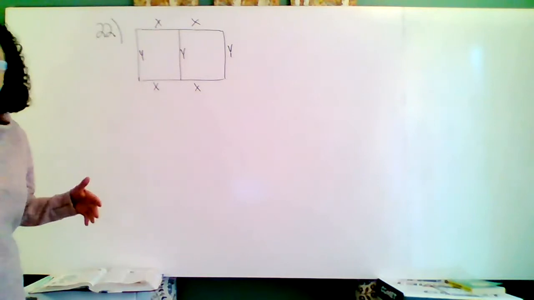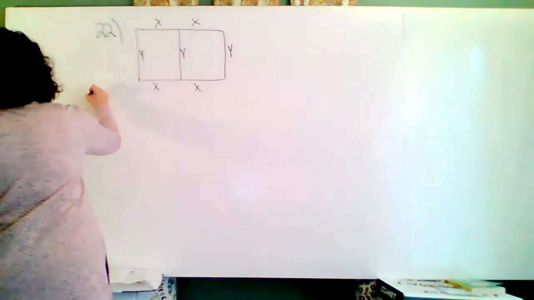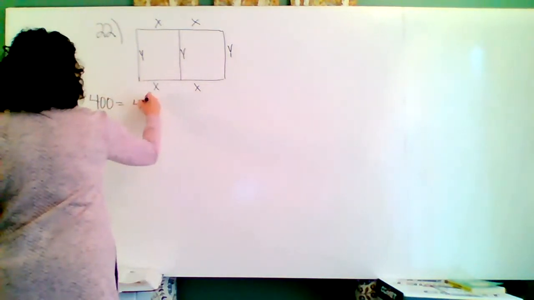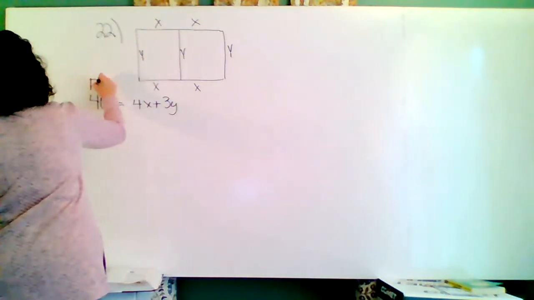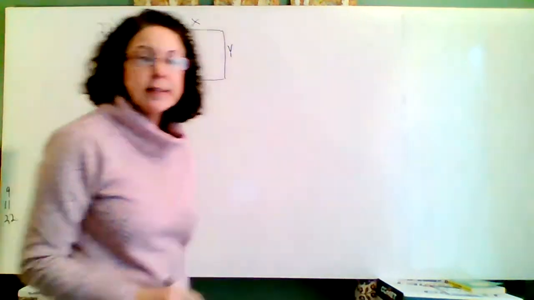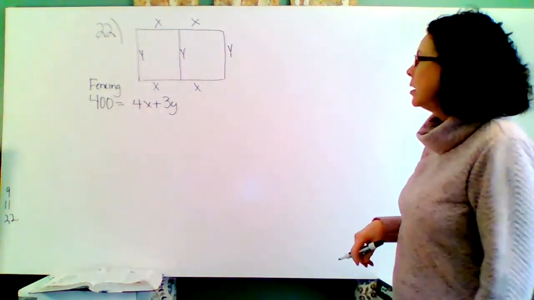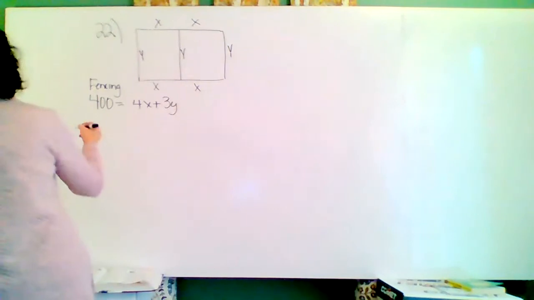If I marked it all, that's my total fencing. So my total fencing is 400 and it equals 4X plus 3Y. Okay, that's my fencing. Obviously, I'm not trying to maximize or minimize the fencing. They gave me how much they have. I can't maximize it or minimize it. They gave it to me. They are trying to maximize the area. So I'm going to write that.